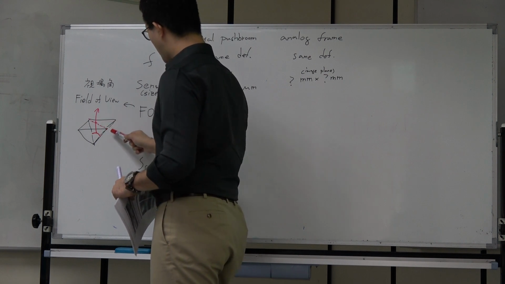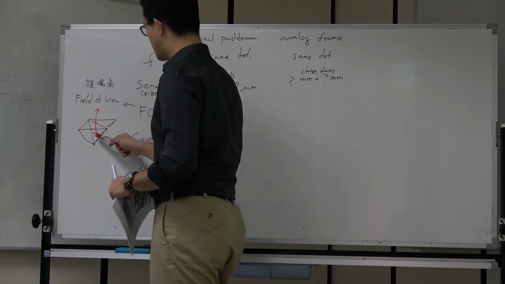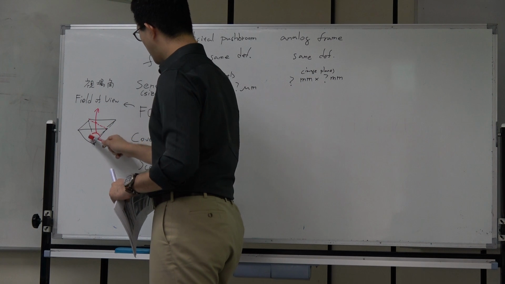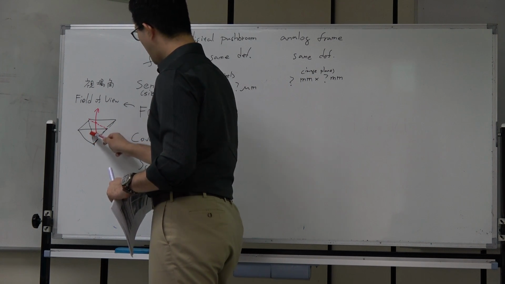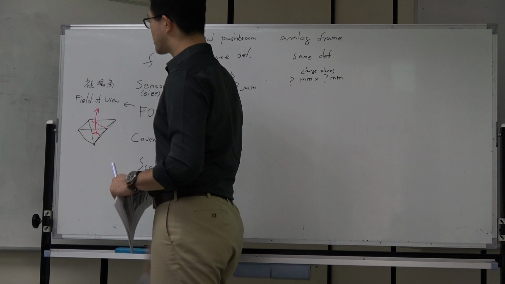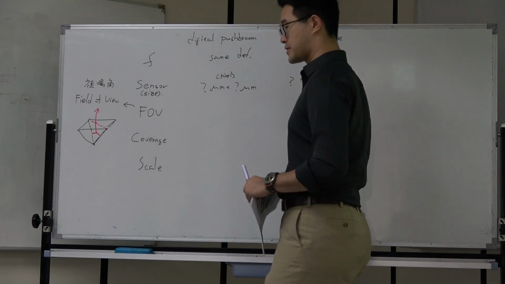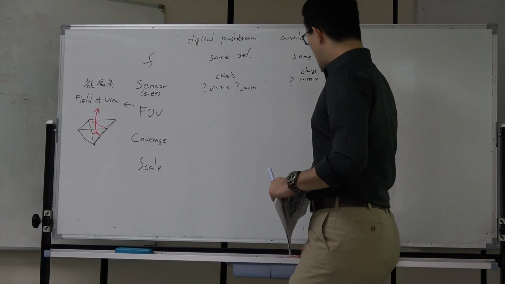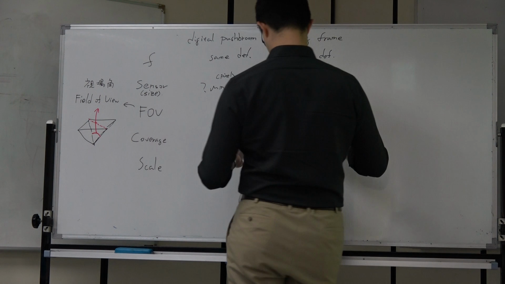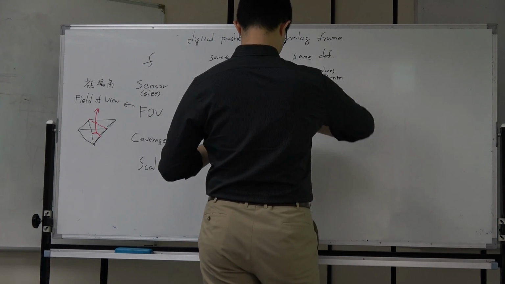So it's the diagonal FOV. For these two points, you have the perspective center over here, and what's the angle of that? That is usually called FOV. Okay, so that is for the frame camera. And so write it down over here.